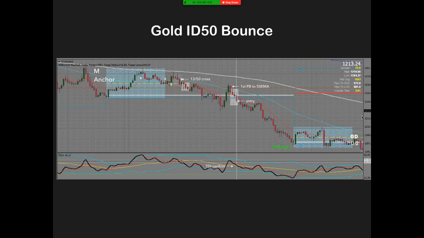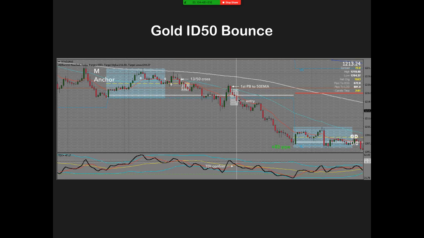So right here we have our M anchor out of the Asian session. We have a 13/50 cross. The first pullback to the 50 EMA is right here with the railroad tracks right at the Brinks box, or close enough to it anyway. And then right here, this candle shift down below the 13 EMA is where you got your TDI confirmation, RSI crossing the signal line. That's your entry candle, at the close of that candle.